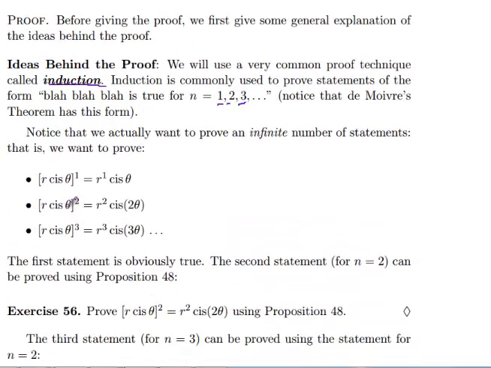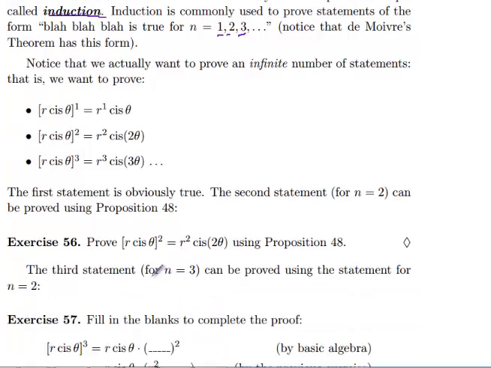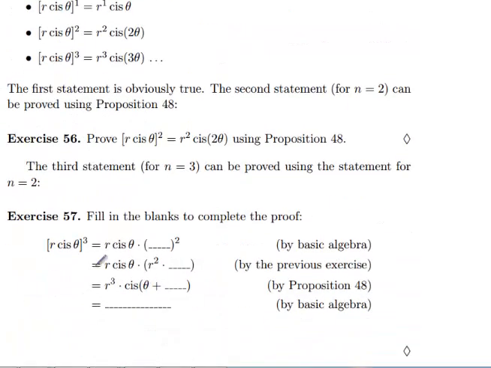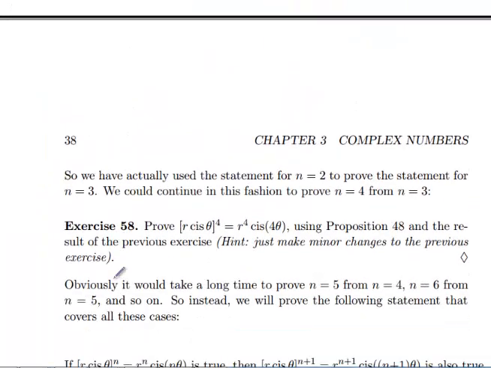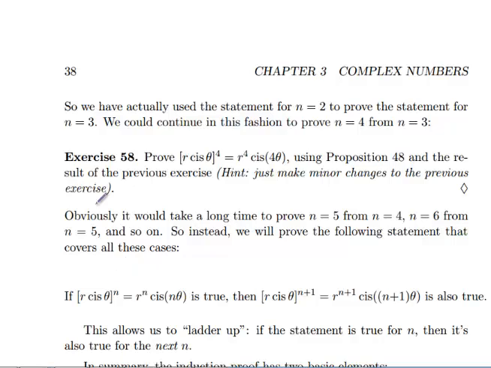Okay. Actually, we want to prove an infinite number of statements. The first statement is obviously true. It's basically the identity. The second statement comes from, you're actually simply multiplying 2 together. You can show that. The third statement could be proved on the basis of the second statement. So here's a fill-in-the-blank proof for that. Okay. And we could also prove the fourth statement and so on and so on. And that would take an awful long time.